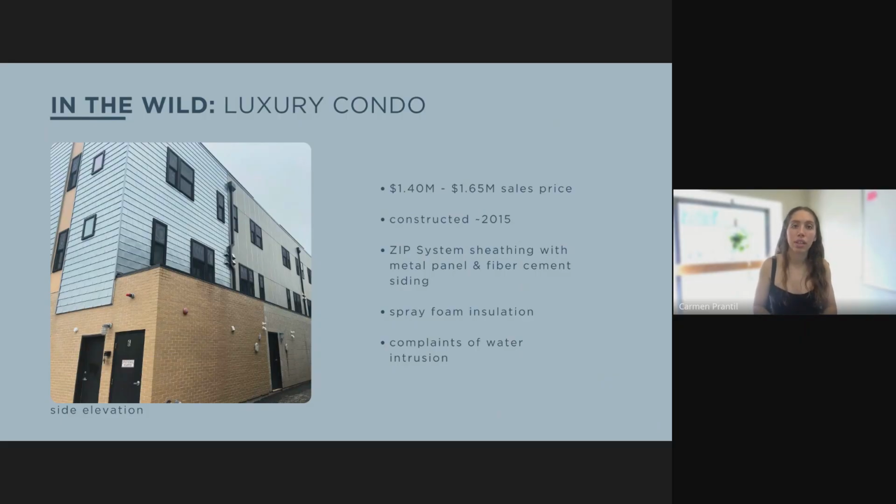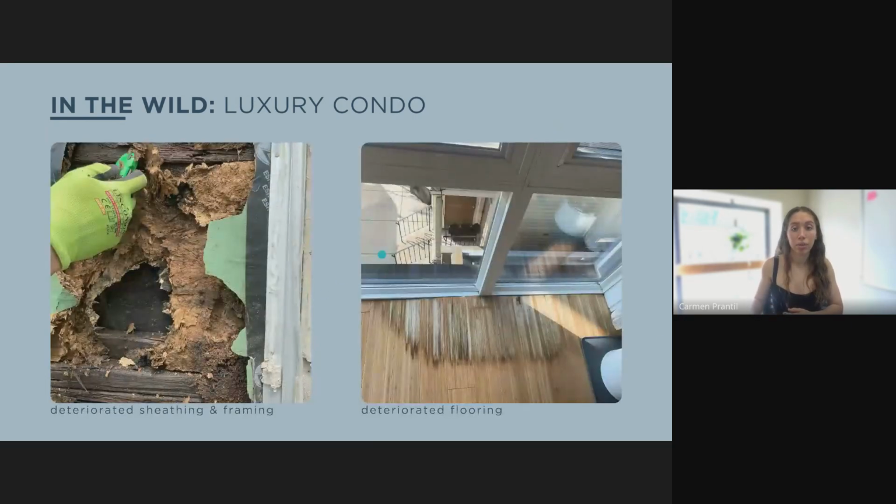And unfortunately, the evidence they were seeing on the interior of water damage came pretty late in the game because the spray foam insulation was actually masking the water issues occurring in the assembly for a pretty long period of time. So again, they were starting to see things at the interior, so we can see that here with the deteriorated flooring. But when we went and opened it up to the exterior, it was much worse on the exterior. So the exterior components were completely deteriorated.